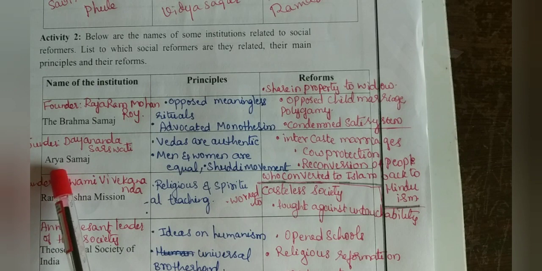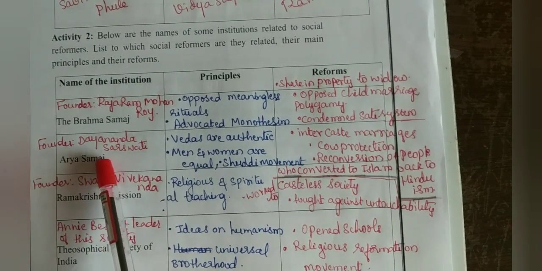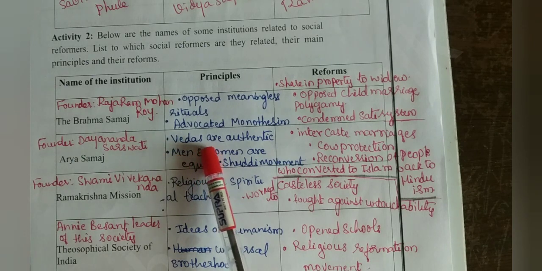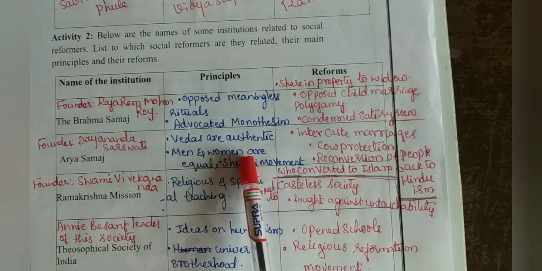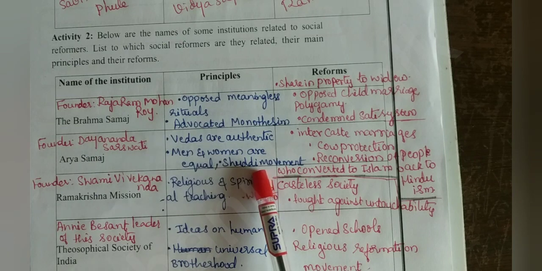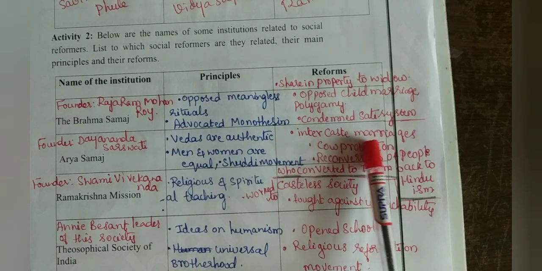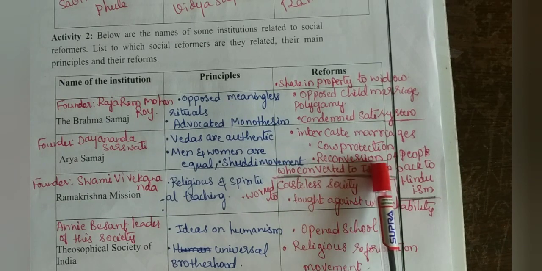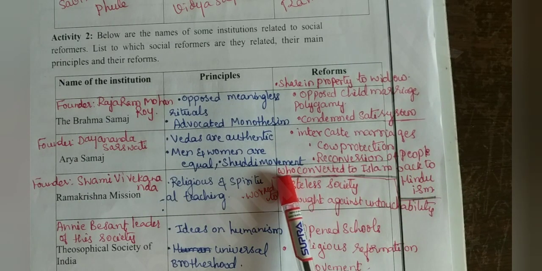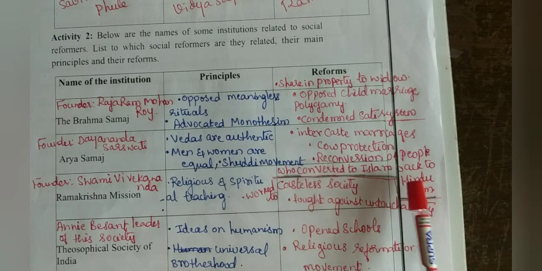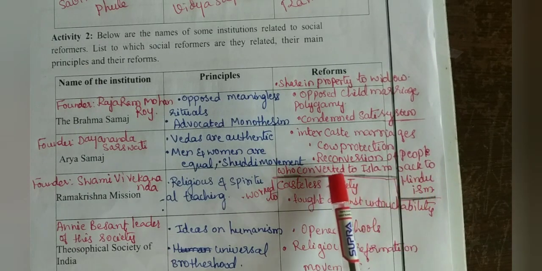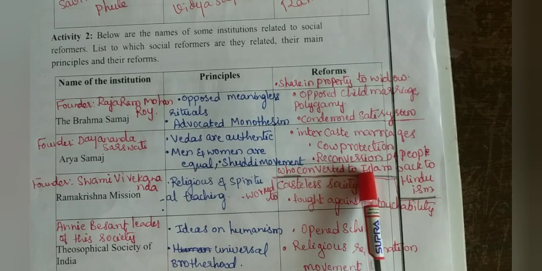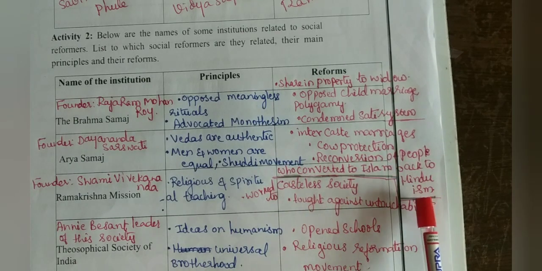Arya Samaj, founder Dayananda Saraswati. Principles: Vedas are authentic, men and women are equal, Shuddhi movement. Reforms: intercaste marriages, cow protection, reconversion of people who converted to Islam back to Hinduism. Let me read this line once more: reconversion of people who converted to Islam back to Hinduism.